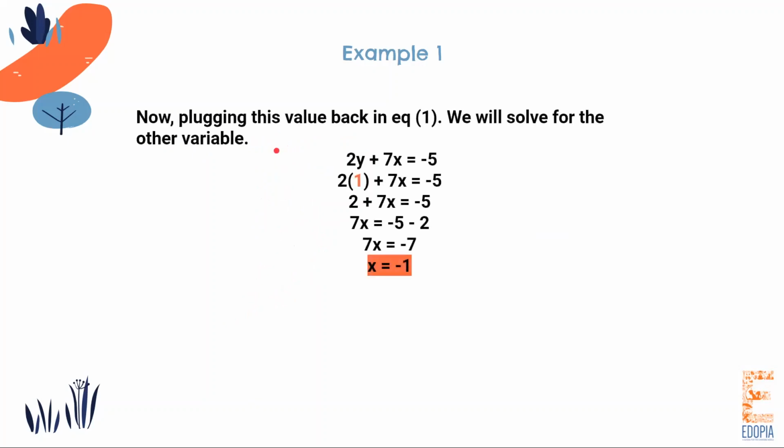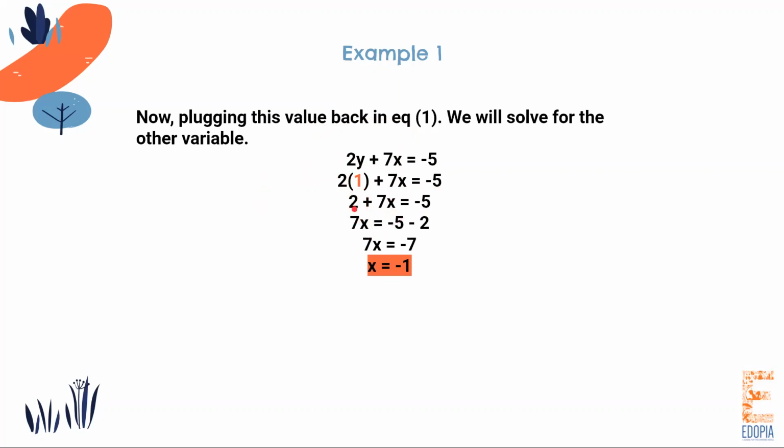Now in the next step, we will plug in the value of y equals 1 in either of the equations. You can use any equation, equation number 1 or equation number 2, and solve for x. Now we need to know the value of x. We do know the value of y, which is 1. Now we will solve for x. 2y plus 7x equals minus 5. We know the value of y, which is 1, so we will plug in y as 1. 2 times 1 plus 7x equals minus 5. 2 times 1 is 2, plus 7x equals minus 5.